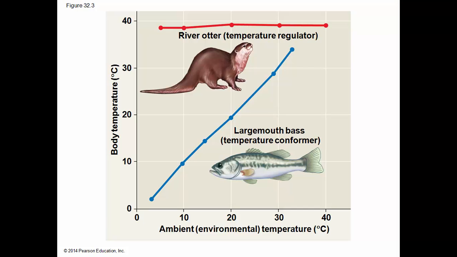Okay, so here's a river otter, which is a mammal. It regulates its body temperature by virtue of homeostatic regulation. It's got hair, and it produces its own body heat through metabolism, and so it's able to maintain its body temperature at a constant rate despite the variations in the ambient or environmental temperature.